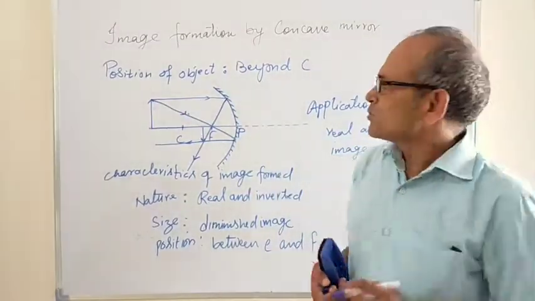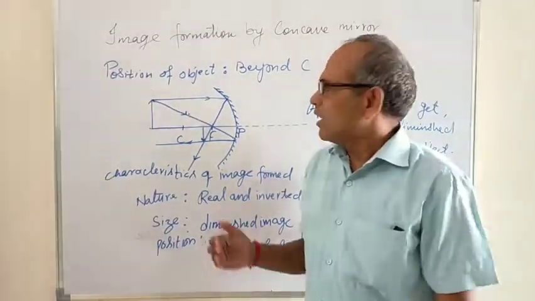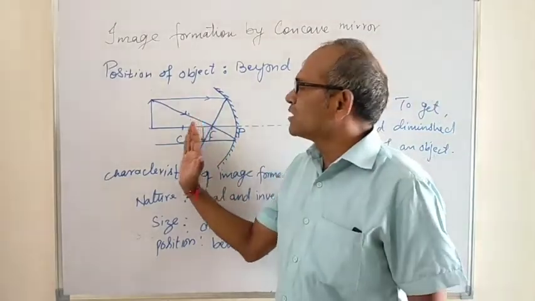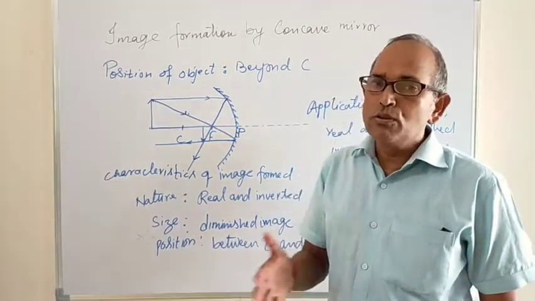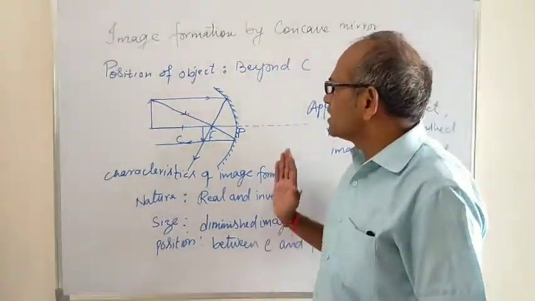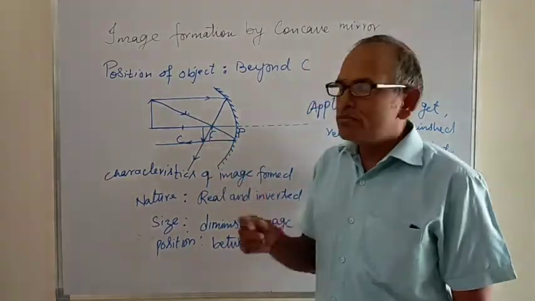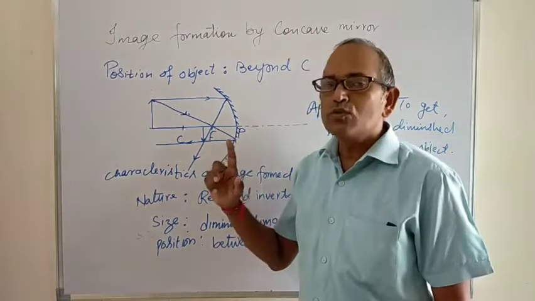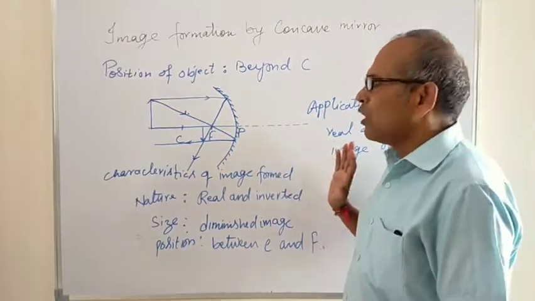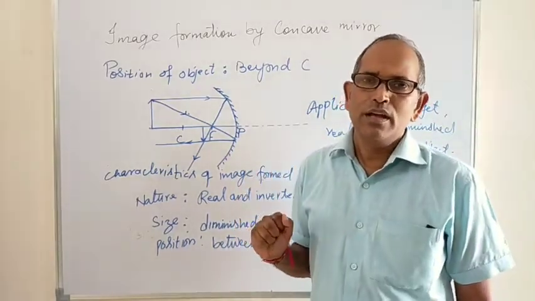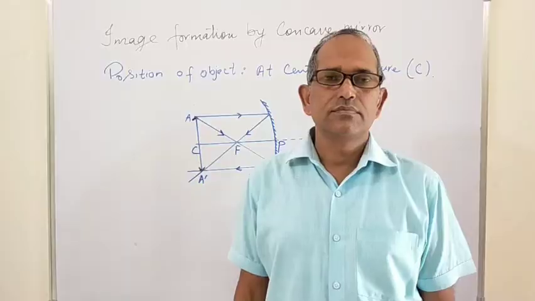of that object, you have to stand in such a way that the object is beyond the center of curvature. That is, you should stand at a distance such that the distance between you and the object is more than twice the focal length. Then you can get a sharp image of the object. Okay, so this is how you apply this concept.